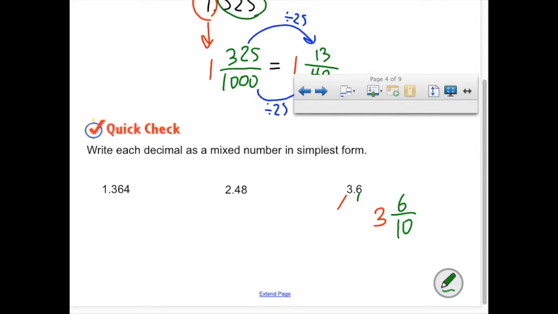Now, you've got the hardest part out of the way. But this isn't the right answer, because now I need to simplify that fraction. What's the greatest common factor of 6 and 10? 2. So if I rewrote this, I would divide the numerator by 2, and I divide my denominator by 2. And what would I get if I divide the numerator and the denominator by 2? 3/5. 3/5. Are we good? Yes. Okay.